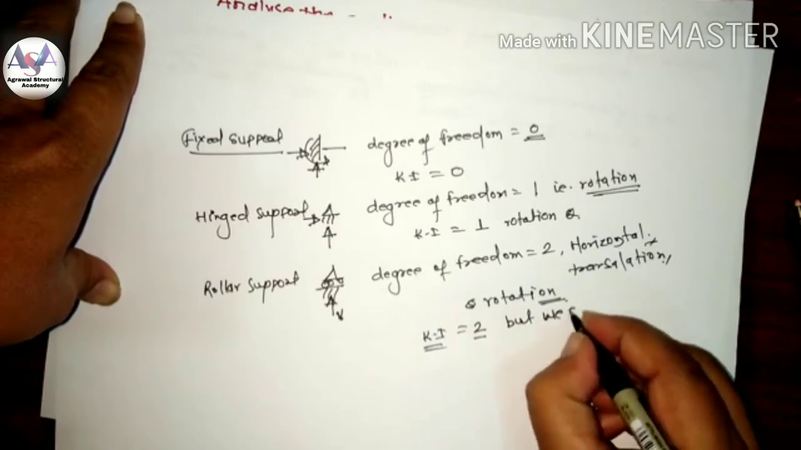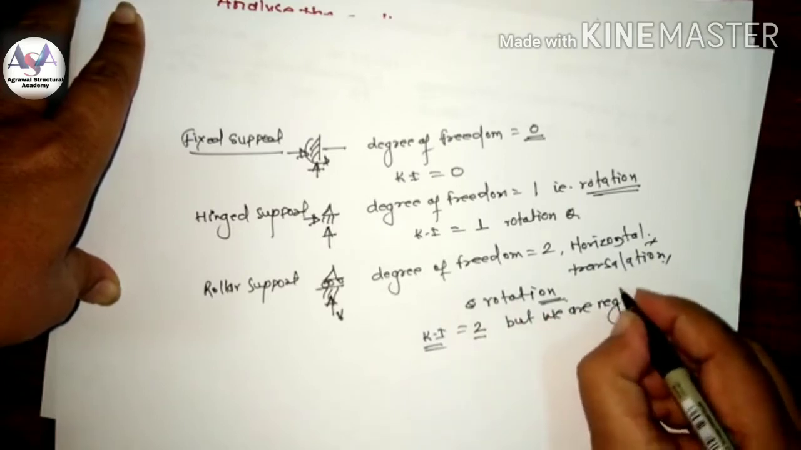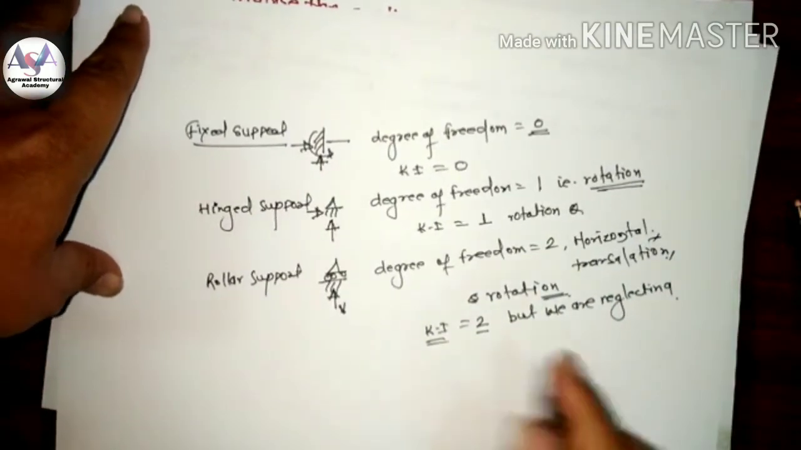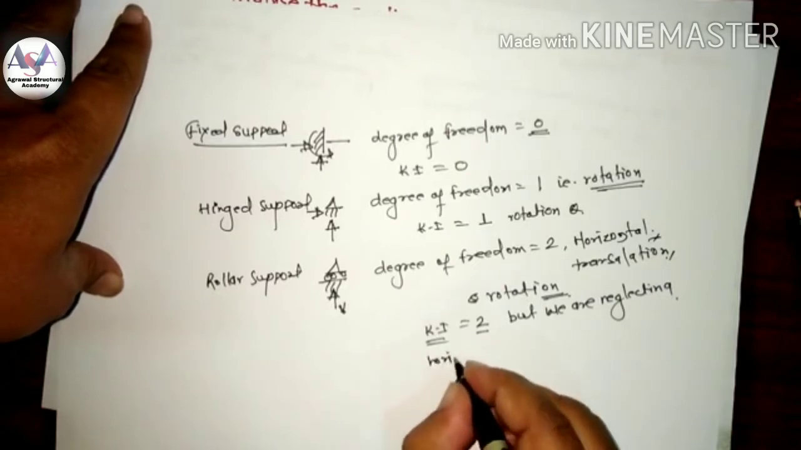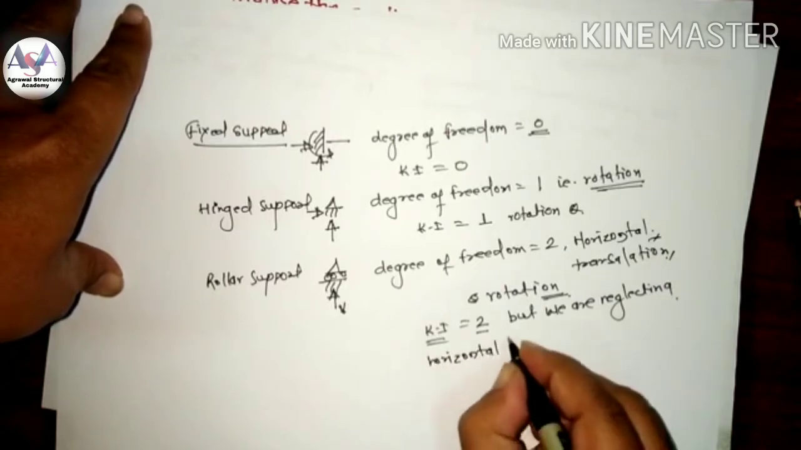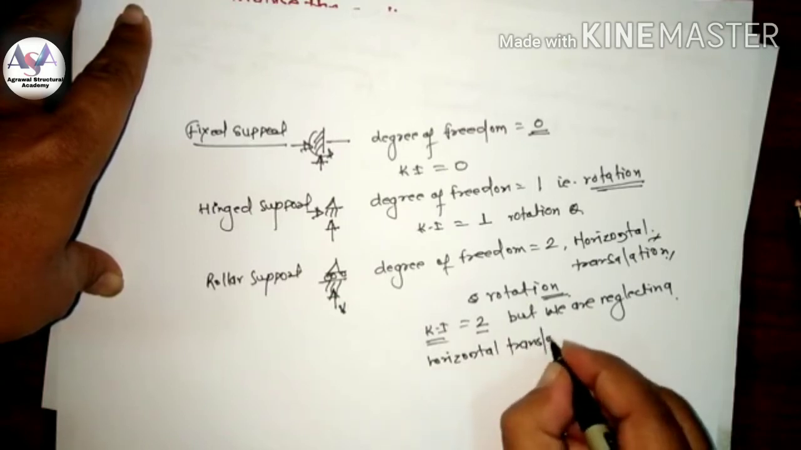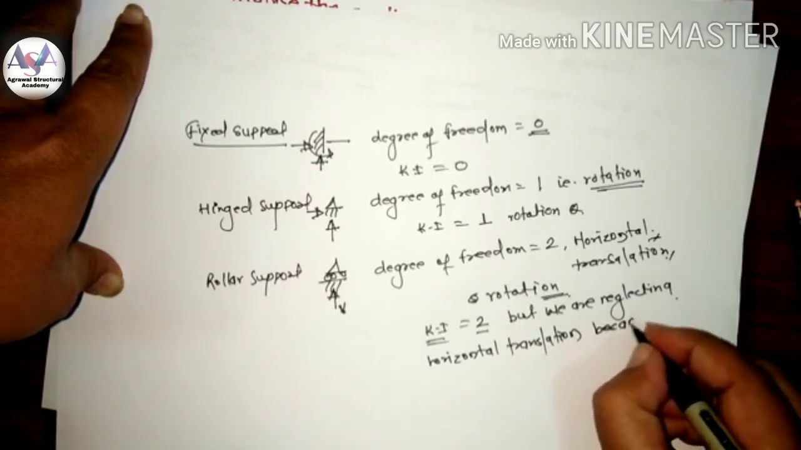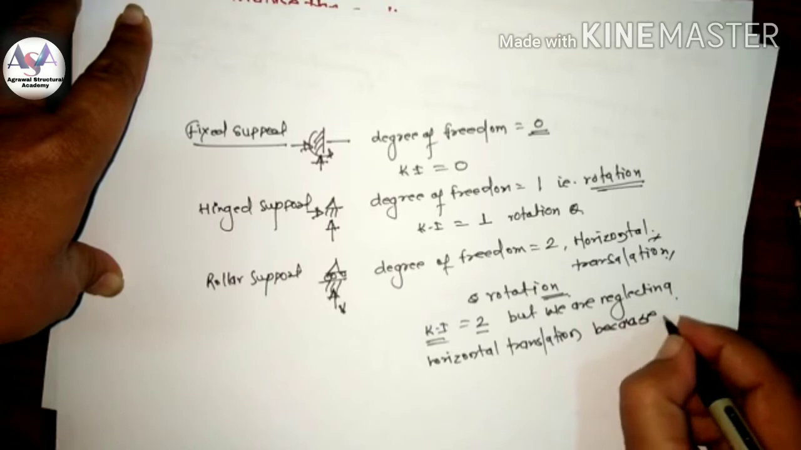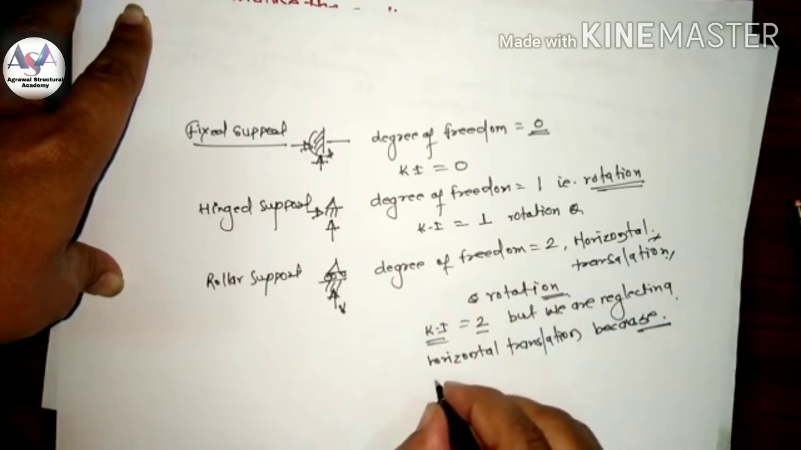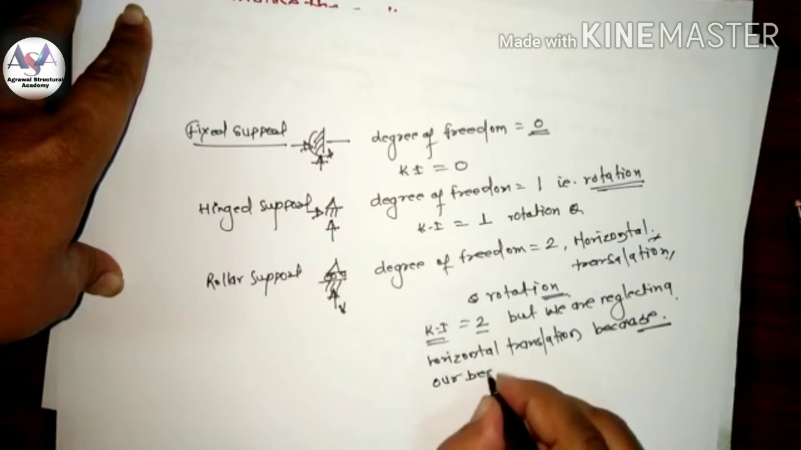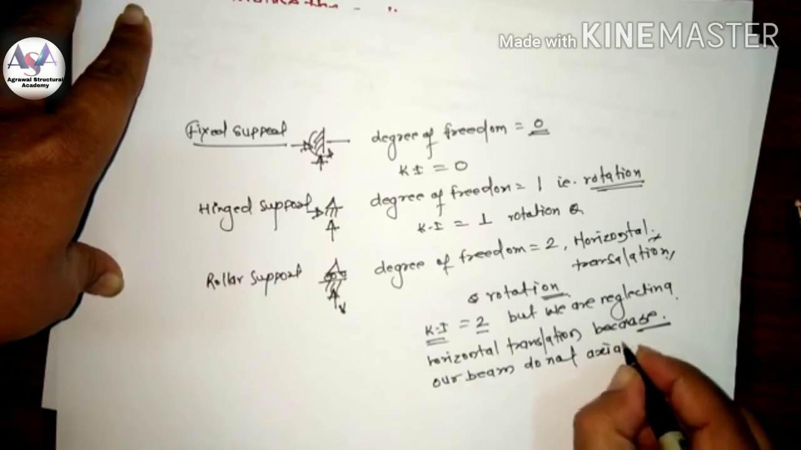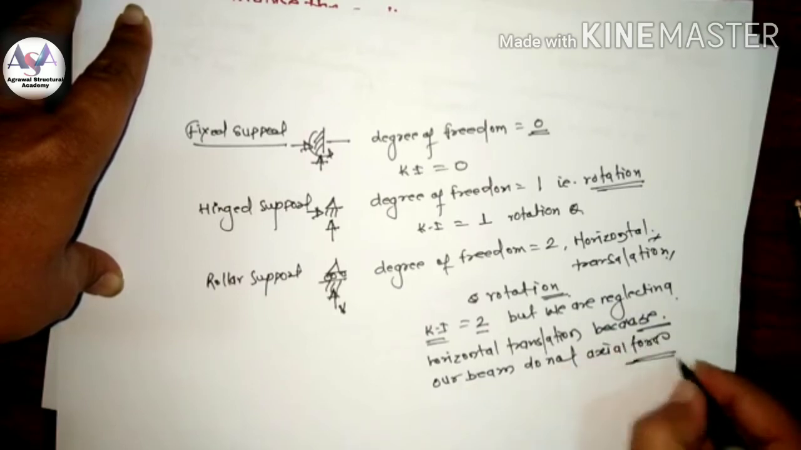we are neglecting the horizontal translation because our beam doesn't have the axial force. So do you understand here?